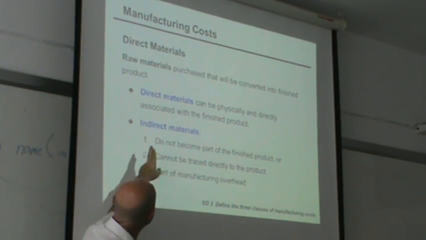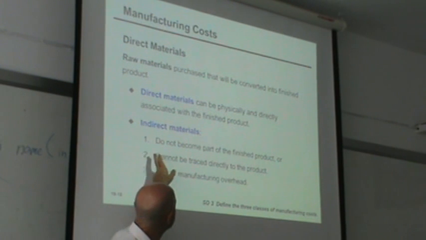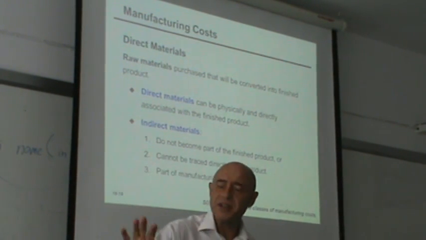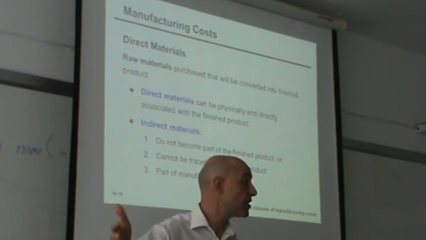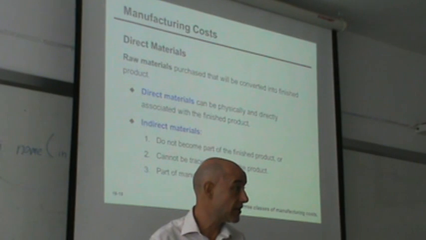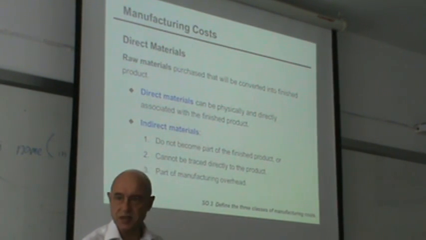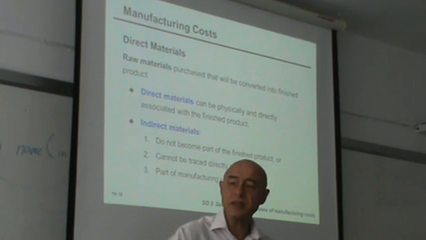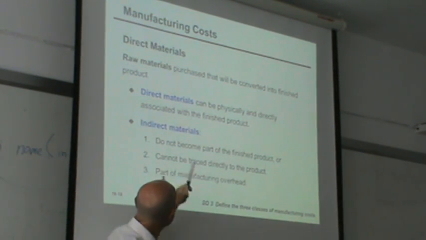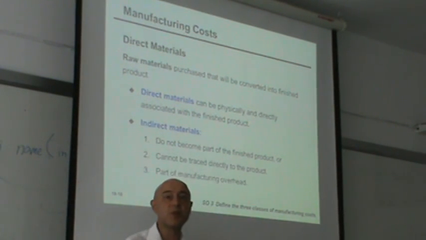And then you have indirect material. The indirect material does not become part of the finished product. Maybe there's a little bit of electricity that you need to use, okay? Maybe there are a few other things, okay, that you need to do. Maybe you needed to use some carton boxes, a few other things, but it's not exactly part of the finished product. So, it does not become part of the finished product.